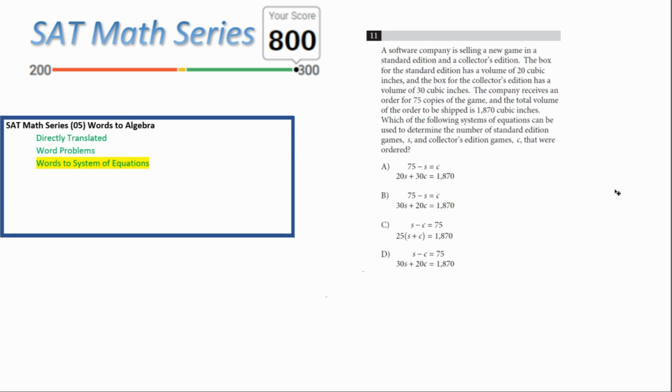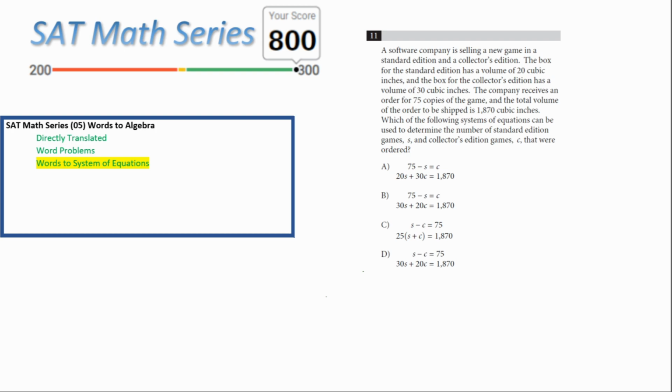So later on we do have a video dedicated to systems of equations, that is when you have, say, 2 equations and 2 unknowns. But right now we're talking about translating words to algebra, and this is a case where you have a system of equations, but you don't actually have to solve the system of equations. So this problem perhaps belongs here, and then later we'll do systems of equations and solve it all the way through. This problem reads, a software company is selling a new game in a standard edition and a collector's edition.